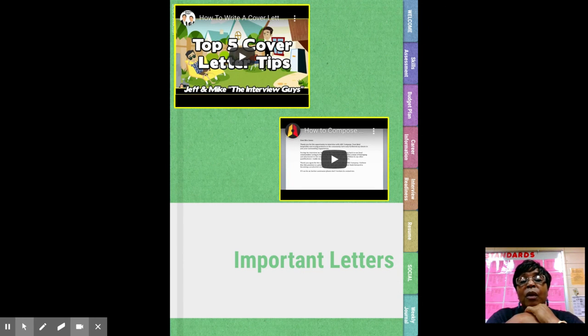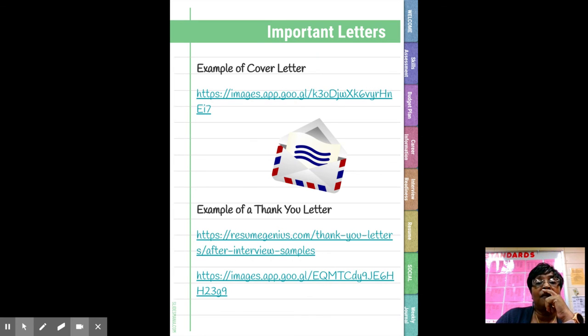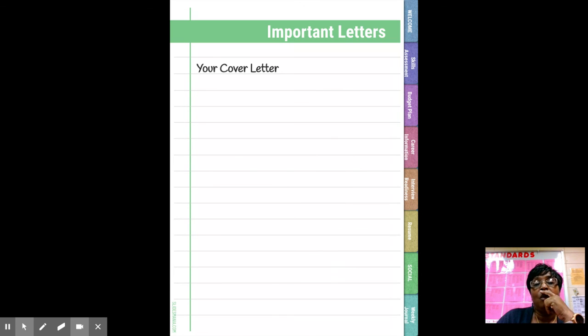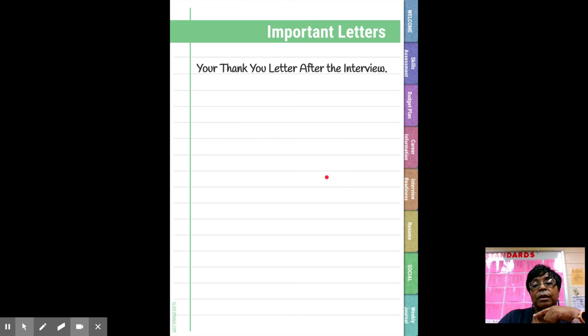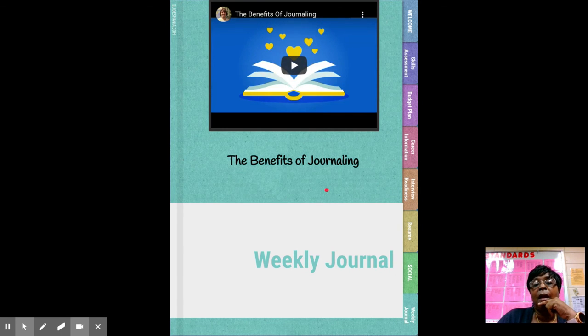Important letters that you need to know how to write, because before you go on the interview, you're going to need a cover letter, and then after you go on the interview, you're going to need a thank you letter. I've also put examples of cover letters here in your interview and examples of your thank you letter. Once you have written your cover letters and your thank you letters, make sure that you post that information right here. And the same for your thank you letters.